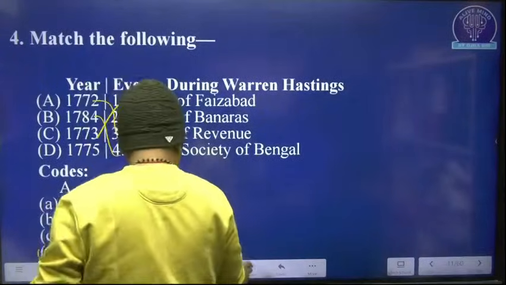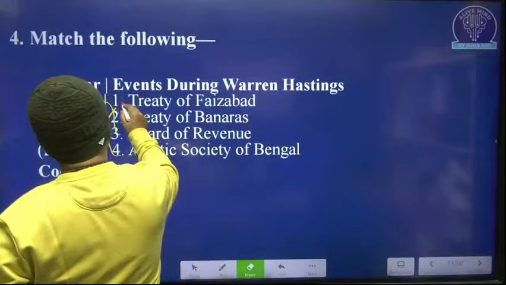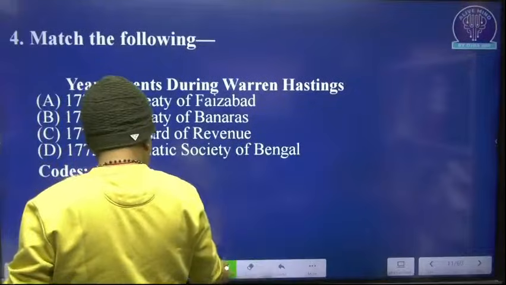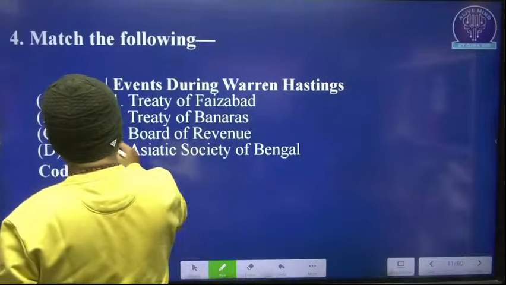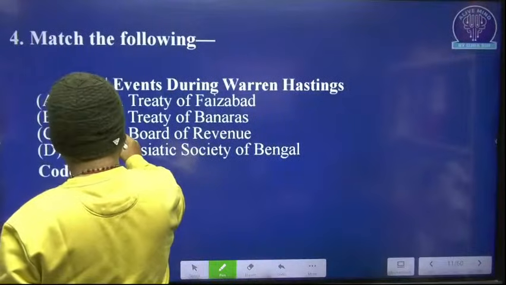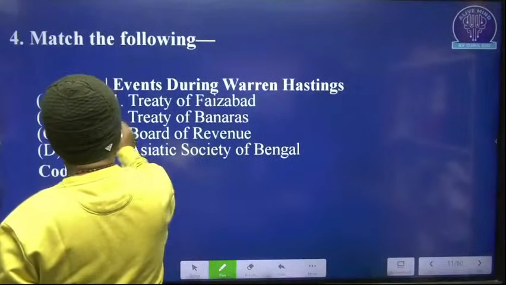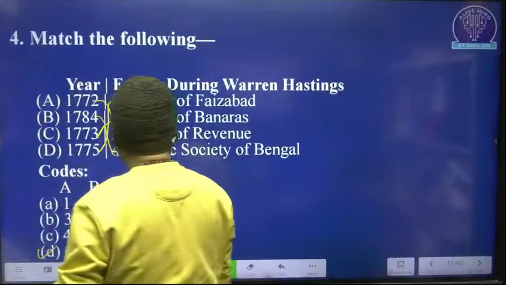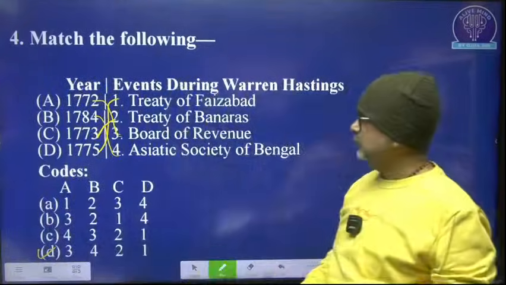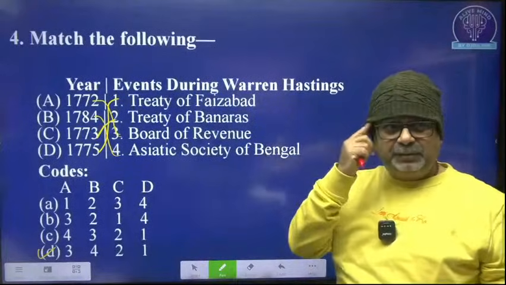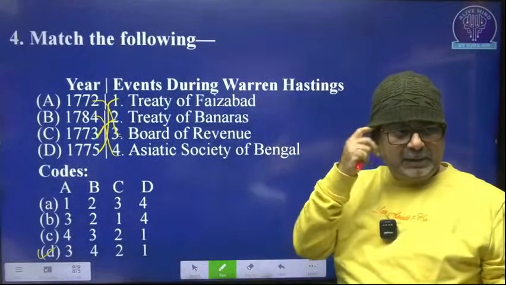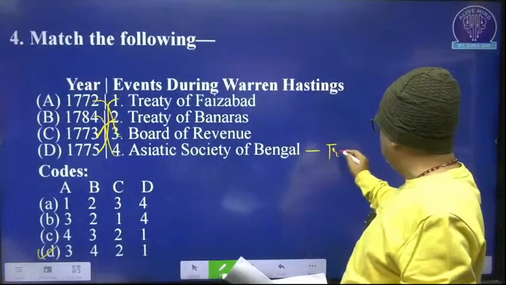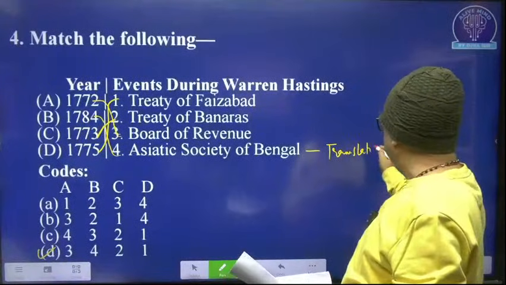Sorry. 1773 Treaty of Benares and 1775 Treaty of Faizabad. The two famous incidents, Chait Singh affair. Chait Singh, write it down, Chait Singh affair. So, Asiatic Society of Bengal, translation of Indian scriptures.